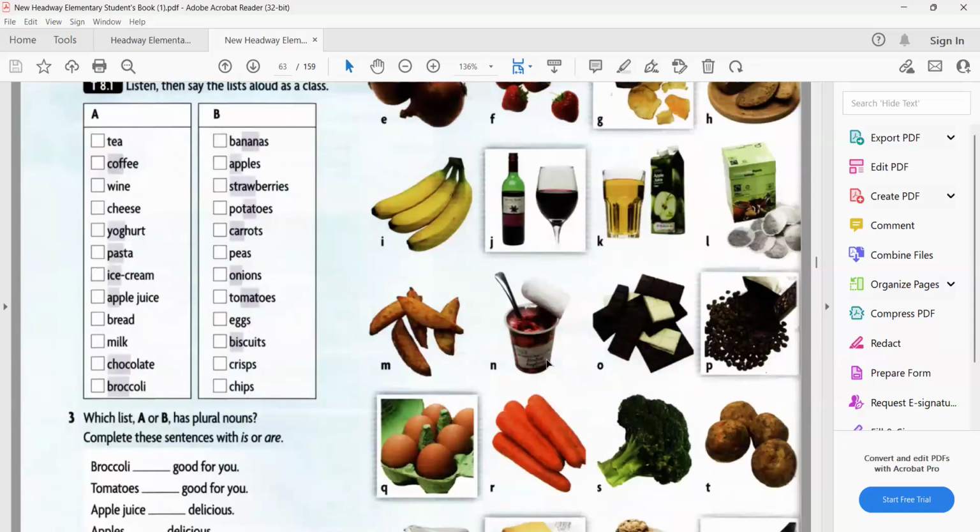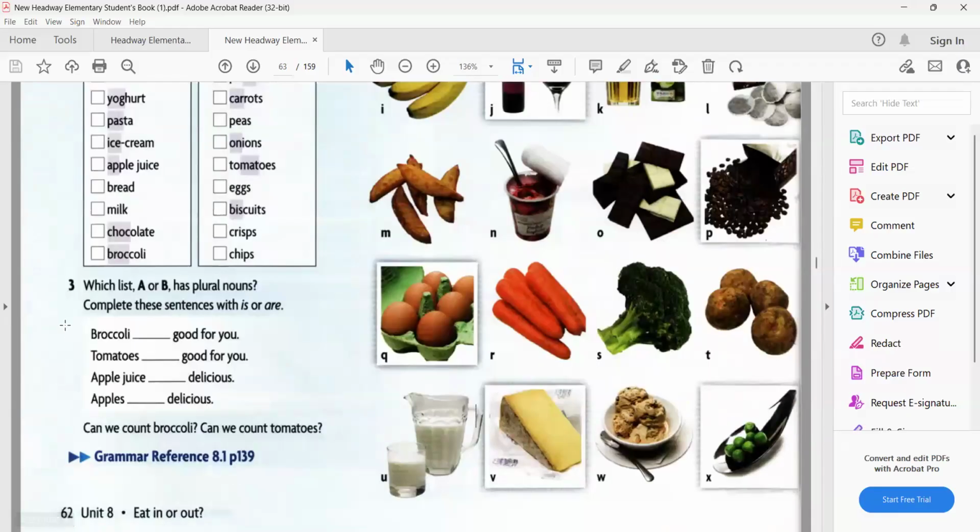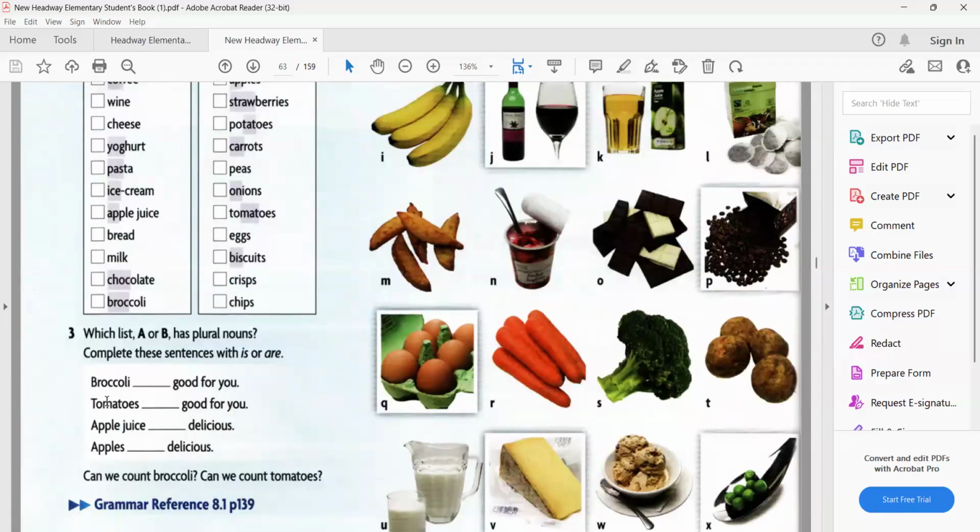Okay, I guess you know all of these things in the picture here. We can do number 3. Which list already has plural nouns? Can you answer me? And we need to complete the sentence with is or are.